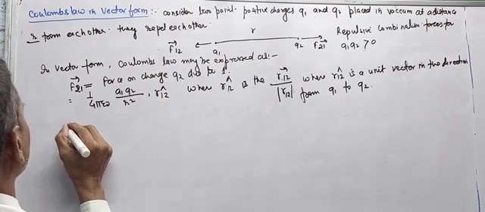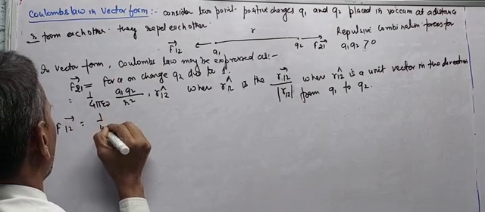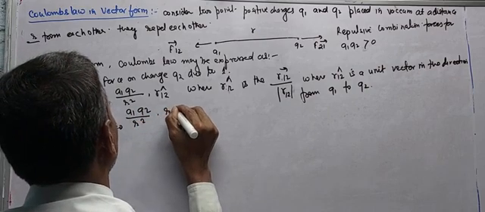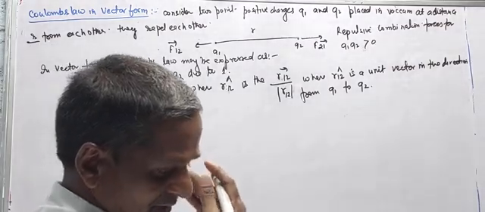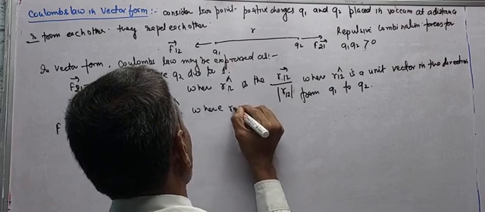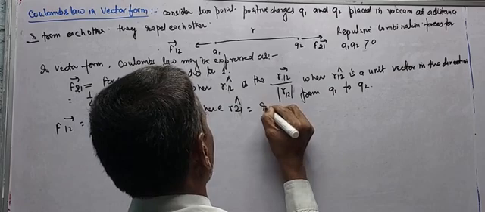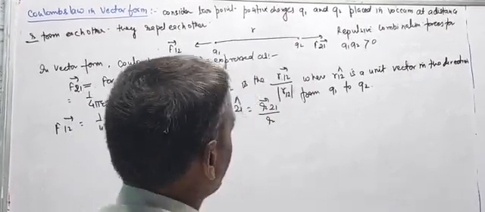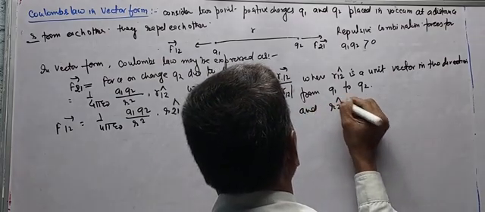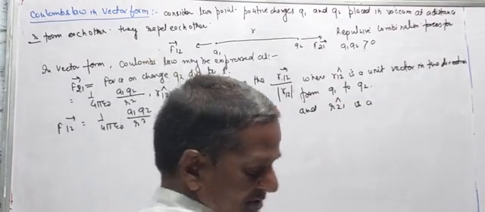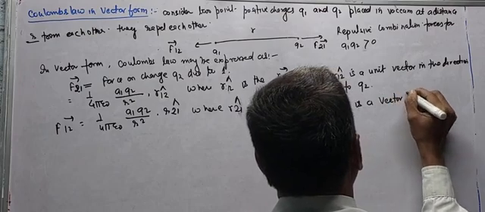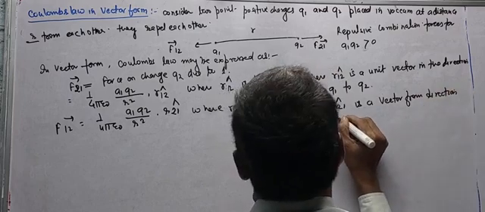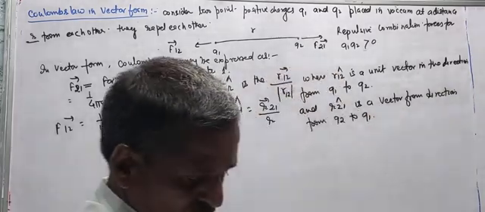Similarly, F12 equals 1 upon 4 pi epsilon naught, Q1 Q2 upon r square, into r21 cap, where r21 cap equals vector r21 upon mod r, and r21 cap is a vector in the direction from Q2 to Q1.